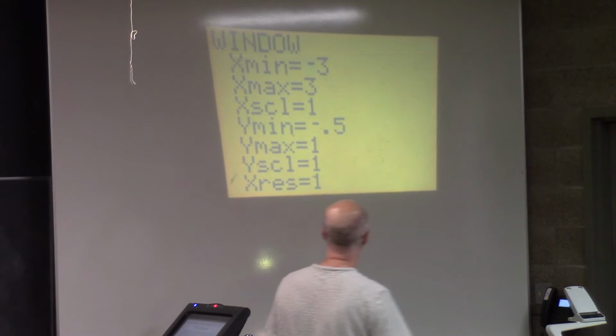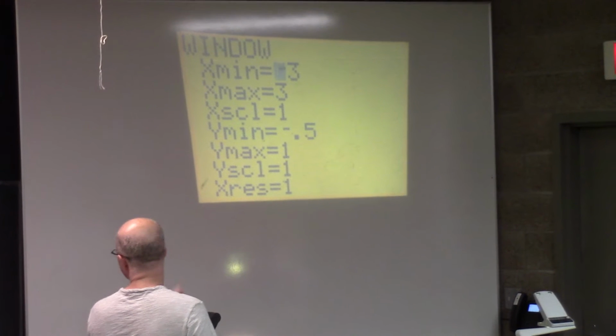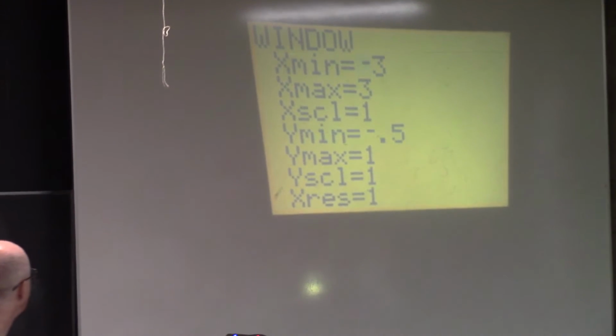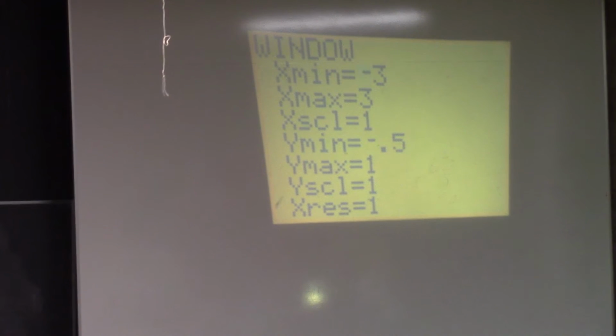First, make sure your window is nice. And a pretty good window in this situation, let's see. We've got to pick here. We're looking at the SAT scores. So I'm going to pick an X-min of, say, positive 200. And an X-max, symmetric about 500, that would be 800.